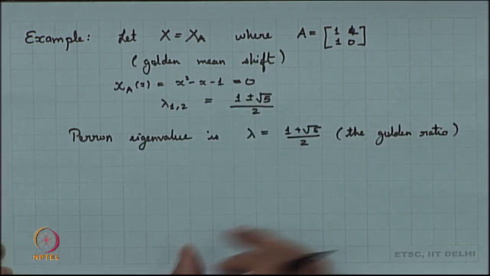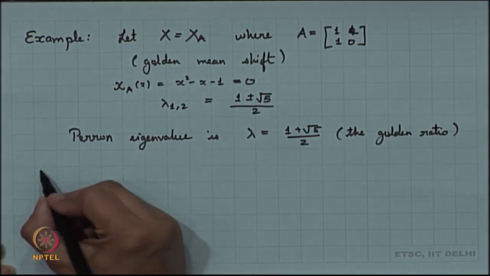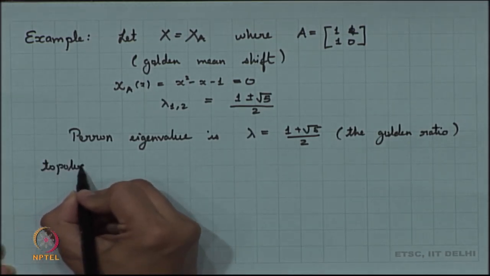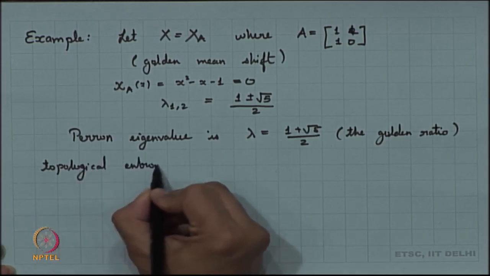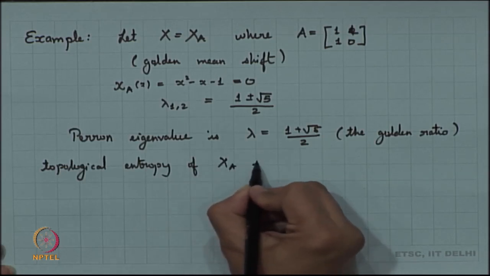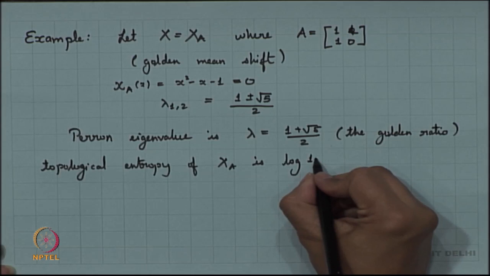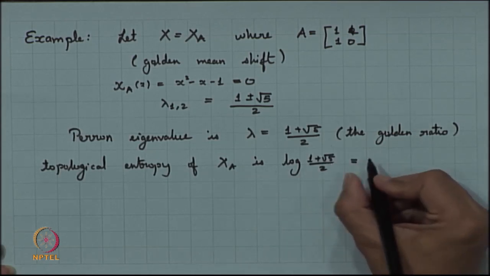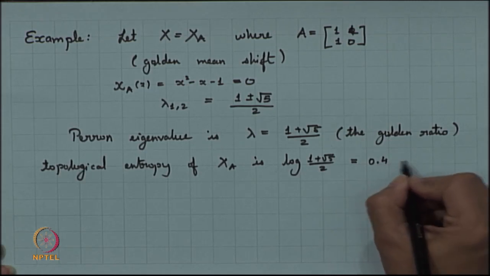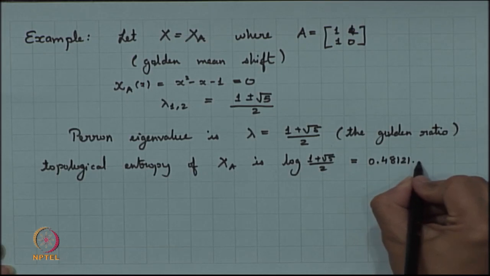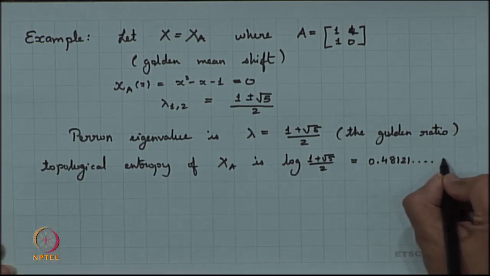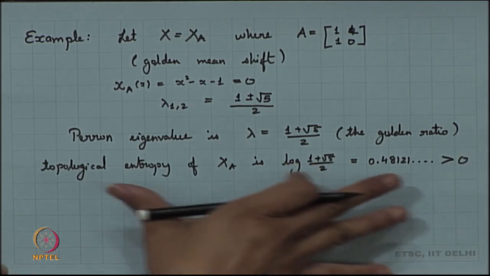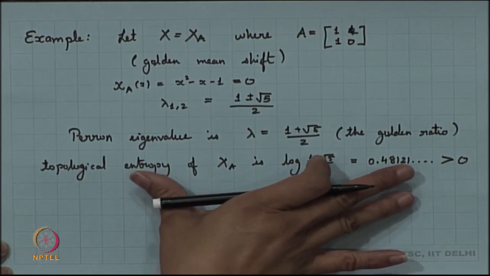And now we know what the entropy of the golden mean shift will be. The topological entropy of the golden mean shift is log of the golden mean, and this turns out to be something like 0.48121, something of that sort, and very well we know that this is positive. So we can term this subshift of finite type to be chaotic, because of the other definition that we are taking up, that anything with a positive topological entropy happens to be chaotic.